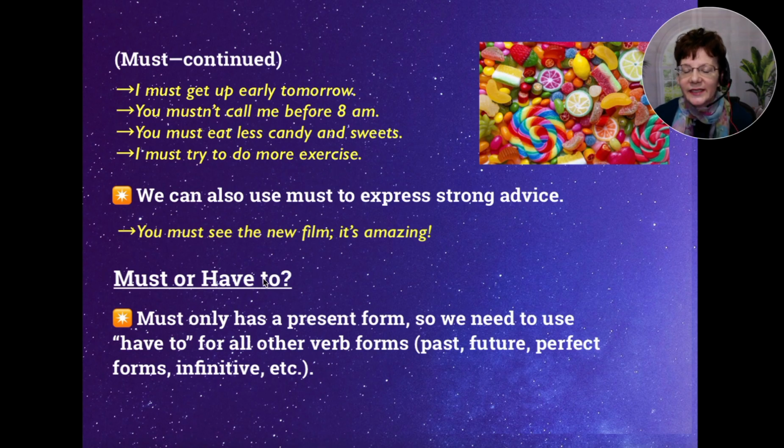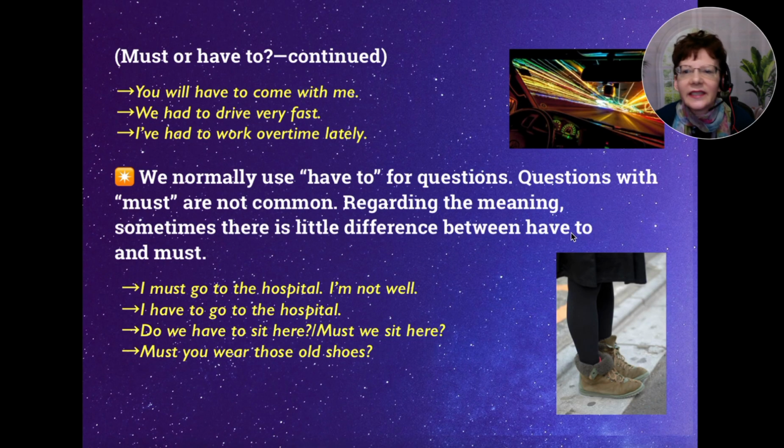What's the difference? Must only has a present form, so we need to use have to for all other verb forms. Past, future, perfect forms, infinitive, etc. Okay, so for example, you will have to come with me. Future here. We had to drive very fast, past simple. Or I have had to work overtime lately. So present perfect here.